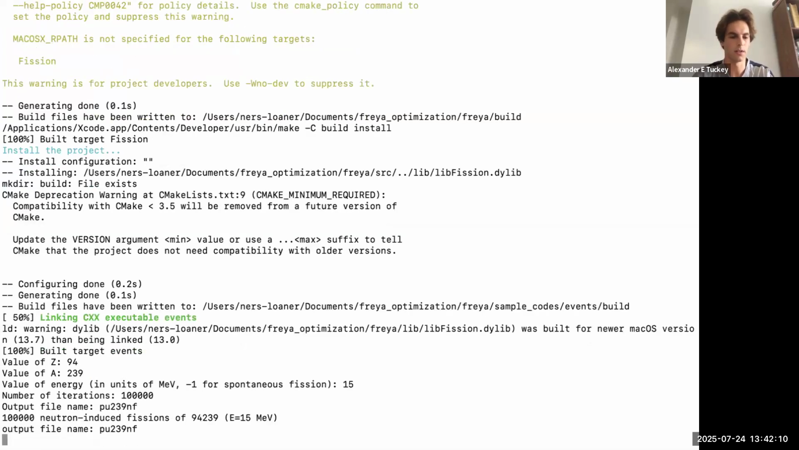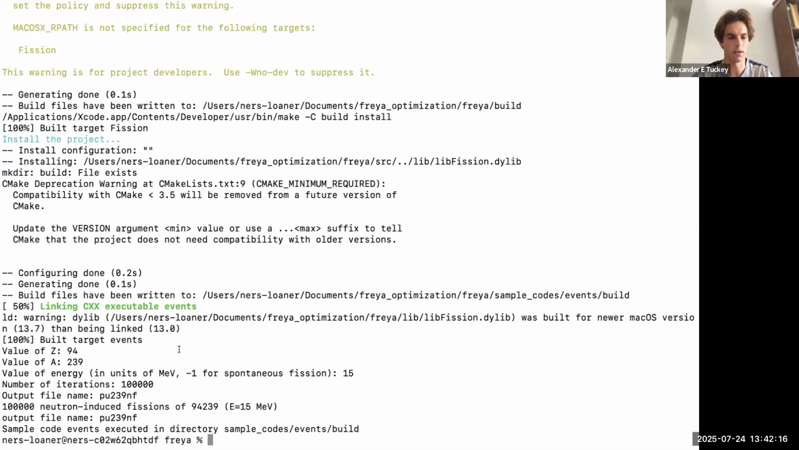So now Freya is running with the inputs we specified. It'll take a second, and yep, just like that, we have 100,000 events generated for plutonium-239. So we can go through the output file really quick and see what that contains. It says our events were dropped off in this directory.